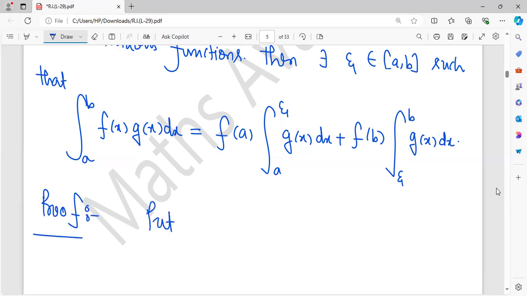Put G(x) equal to integral a to x g(t) dt. Okay.